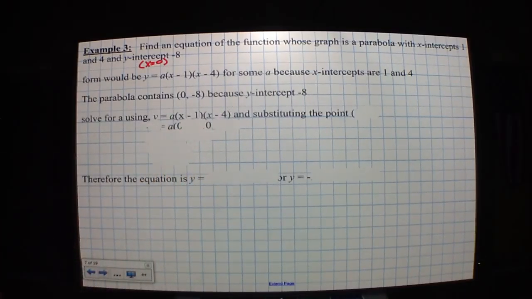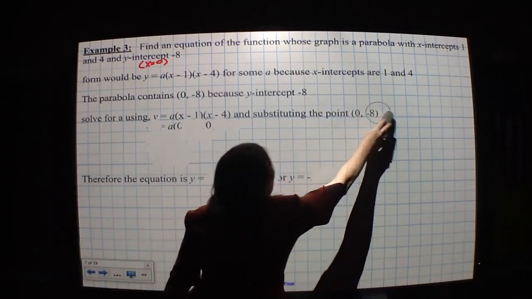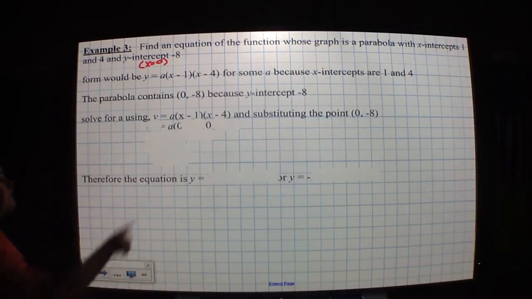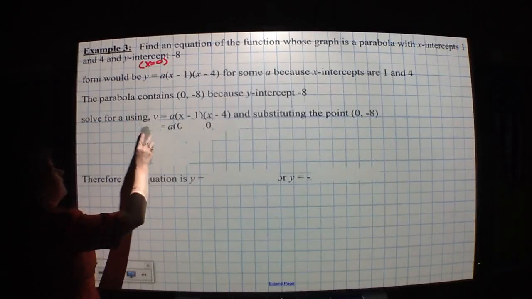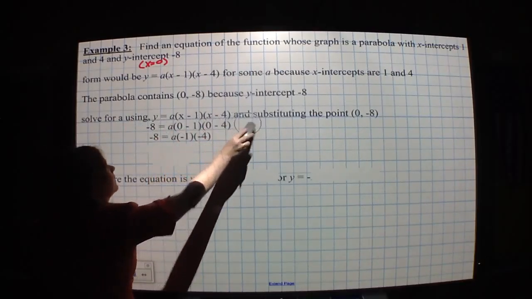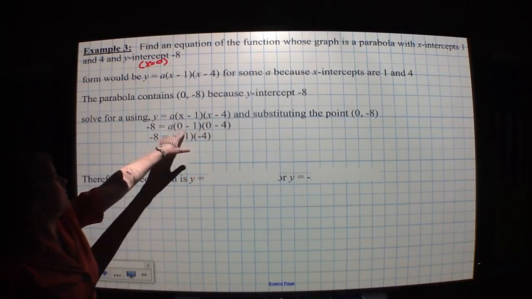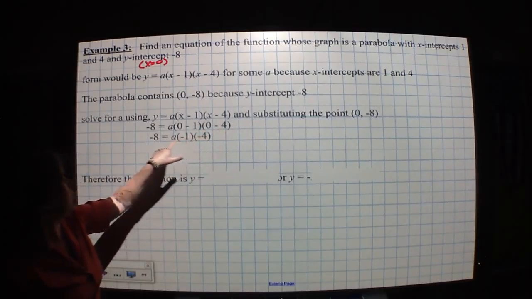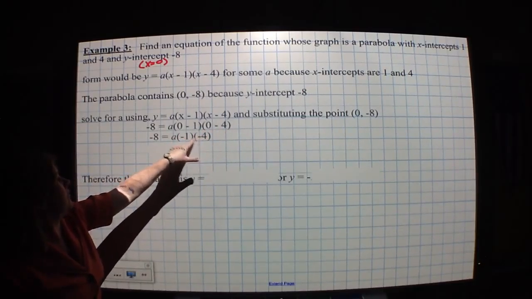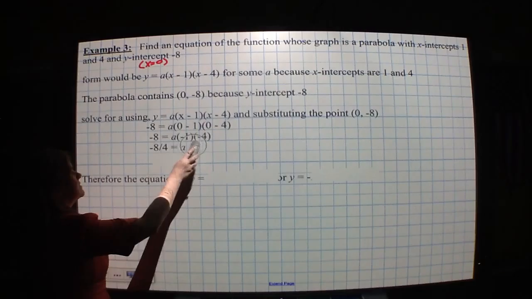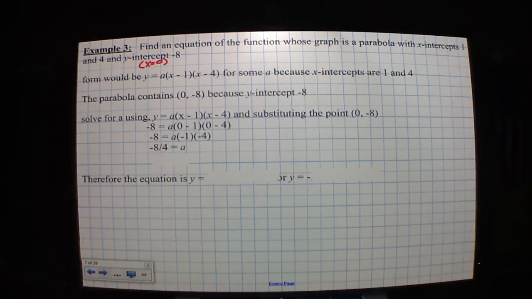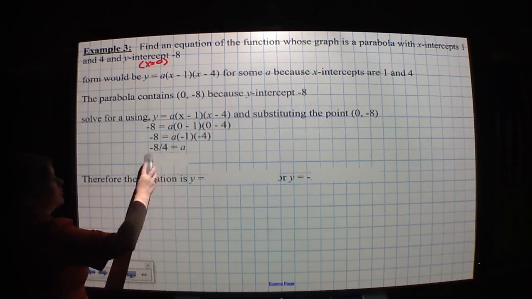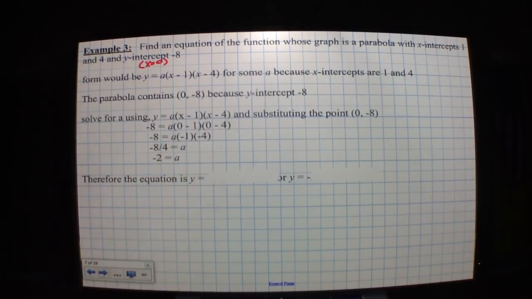So there's my equation. I'm going to substitute my point in. So I have 0 for x, -8 for y. So I have a times -1 times -4. -4 times -1 is 4. So I have -8 is equal to 4a, and then divide by 4. -8 divided by 4 is -2.